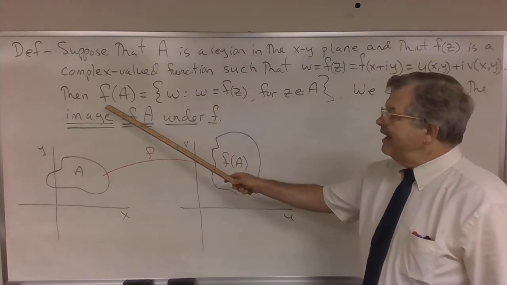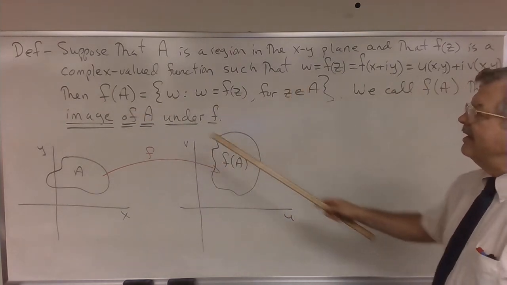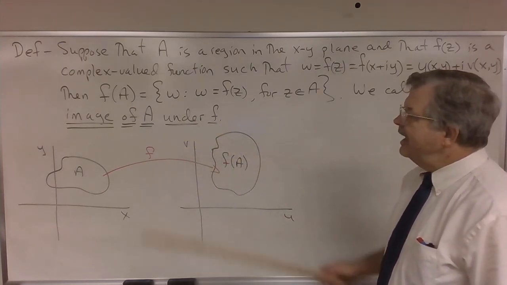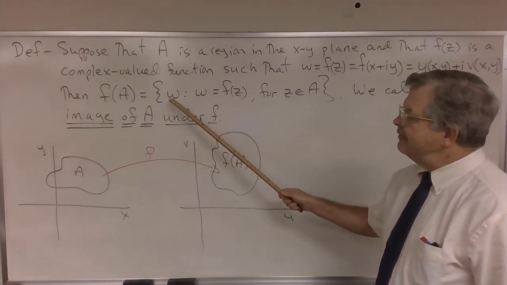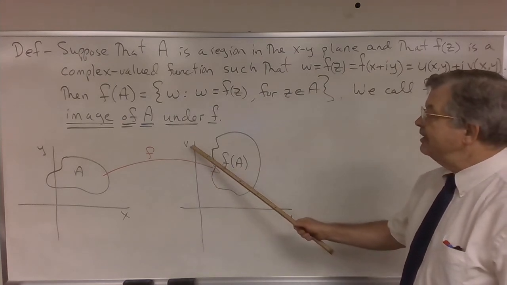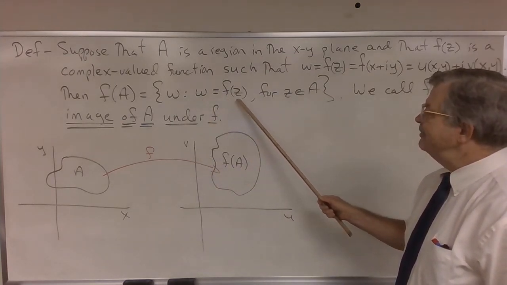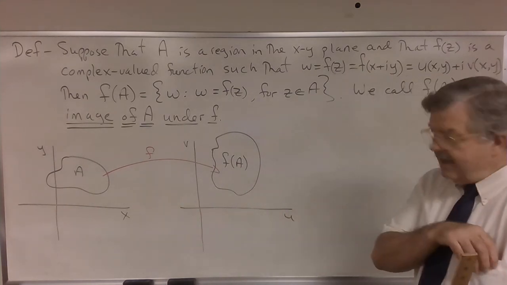We call f evaluated at A the image of A under f. And what is f evaluated at A? It's all of the complex numbers W in the UV plane such that W is equal to f of z for some z that's in A.